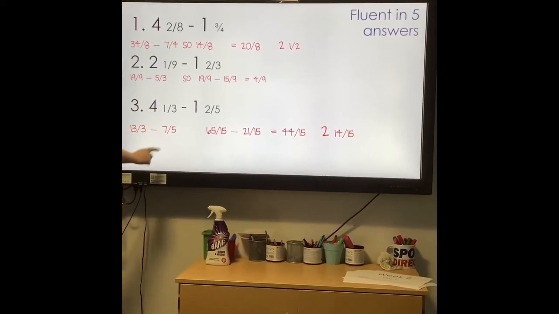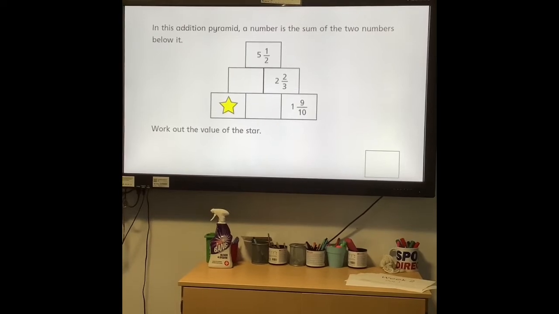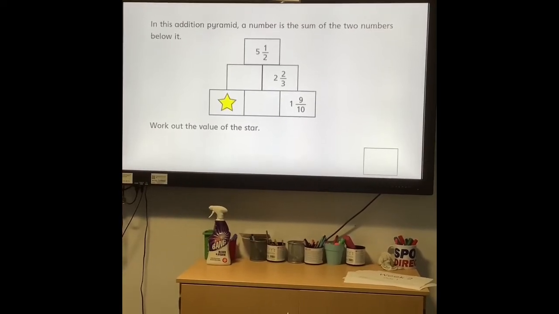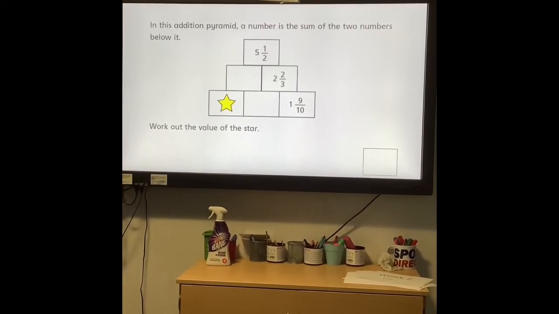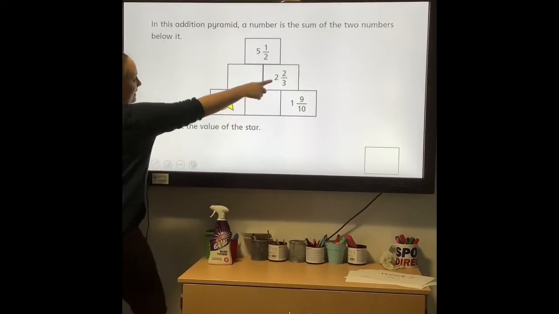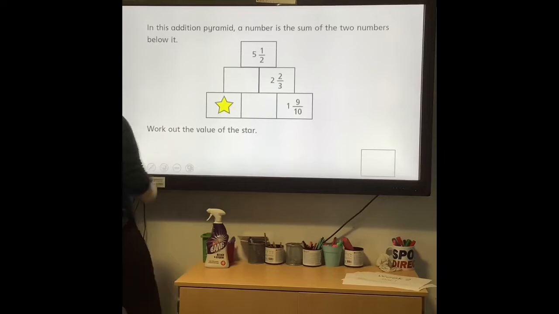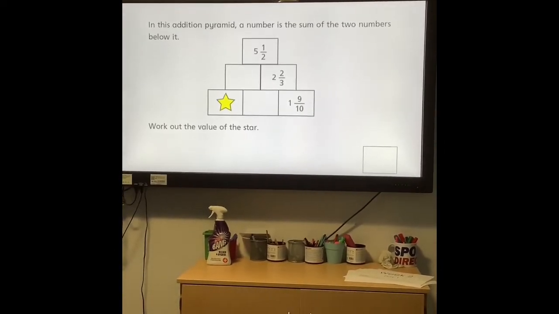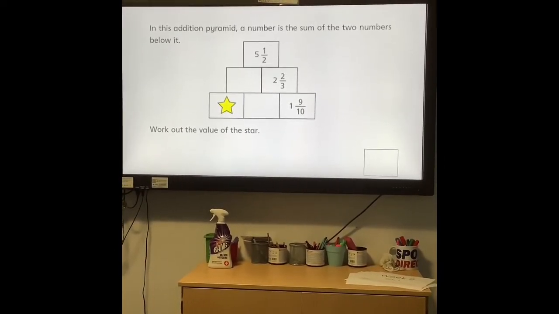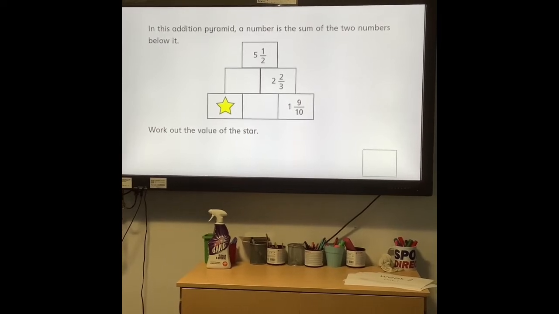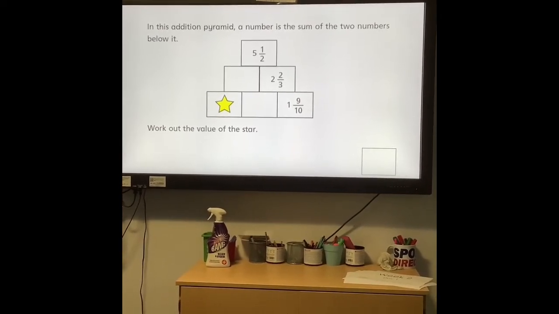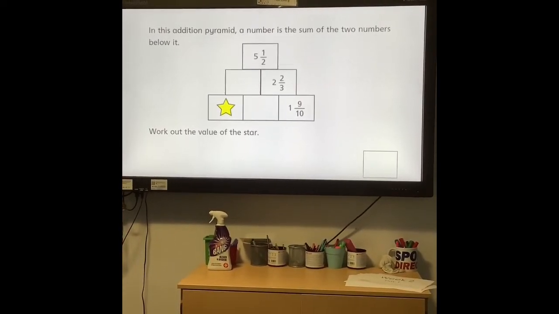So, today's problems. In this addition pyramid, a number is the sum of the two numbers below it. So that would mean that these two fractions add together to make that one, and those two add together to make that one, and the same, those two add together to make that one. You have to work out the value of star. Now, despite this being called an addition pyramid, you do need to do the inverse because you need to work your way down. So, have a play with that one, pause the video and see if you can complete it.